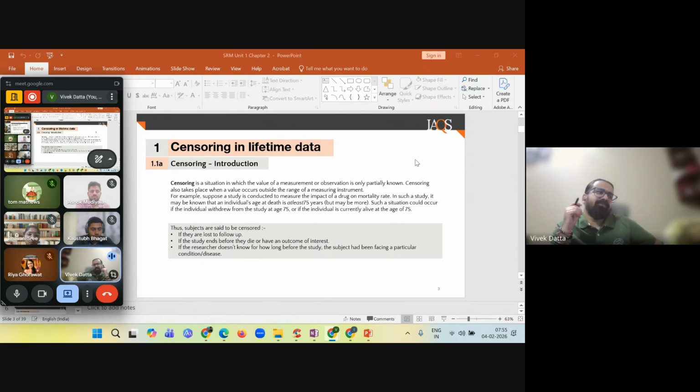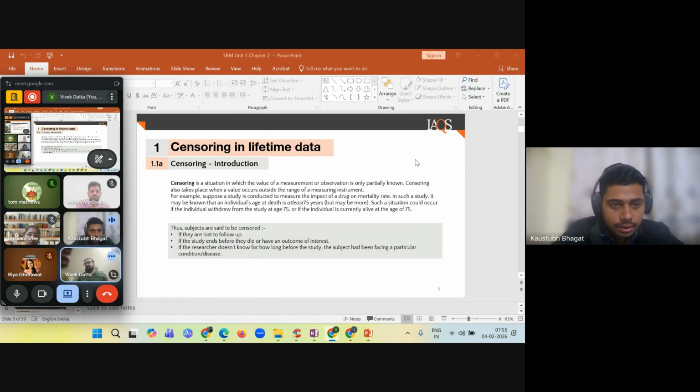Okay, continue. Thus, the subject is said to be censored if they are lost to follow up, if the study ends before they die or have an outcome of interest, or if the researcher doesn't know for how long before the study the subject had been facing a particular condition or disease.